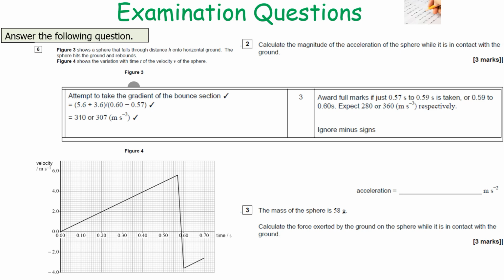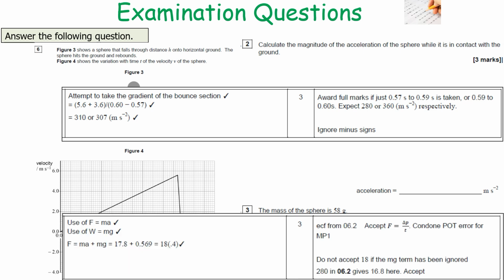Now remember, why do we have to add both of them together? Well, we've got the force exerted just due to the movement, which is F = ma, but we've also got the force exerted on the ground by the sphere due to its weight. So you've got to think of all the forces acting on it when it's in contact with the ground. So you add the two together and you get 18.4 newtons.